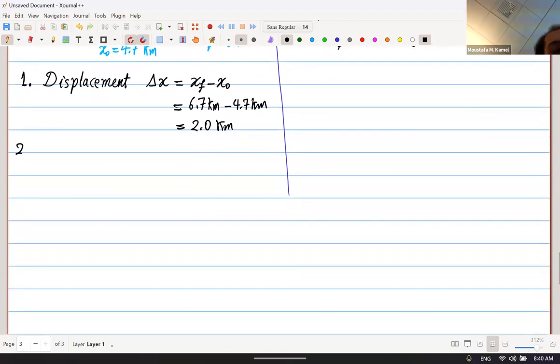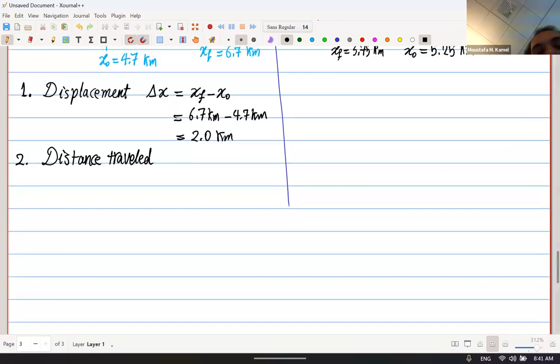Then the distance traveled is just the magnitude of the distance covered. So it's also equal to 2.0 kilometers.